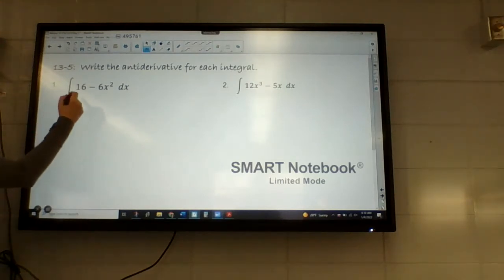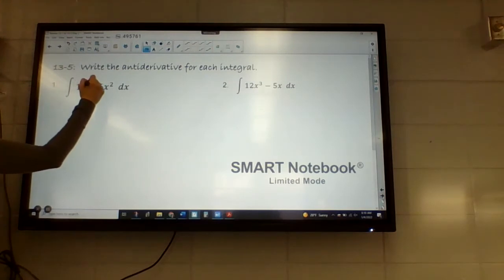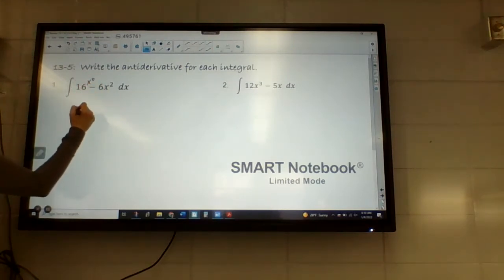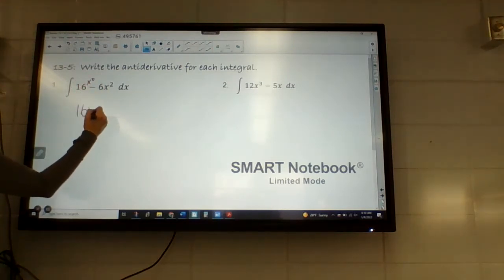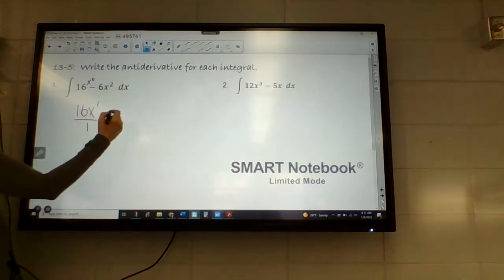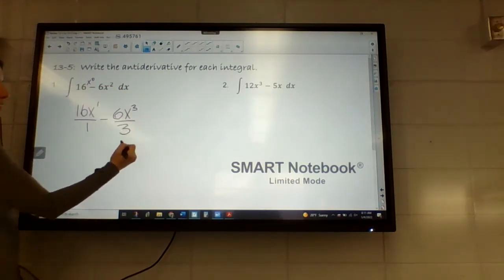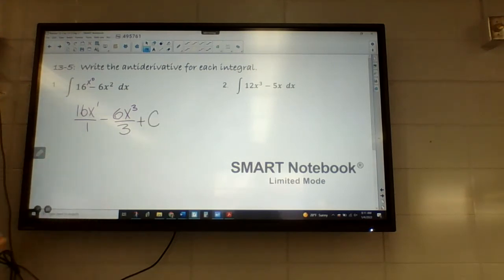So if you recall, we take it and the variable gets a higher power. So this one is really like x to the 0. So this becomes 16x to the first, and then you divide by that power. The 6x to the third, divide by the power, but then I'm going to put a plus c.